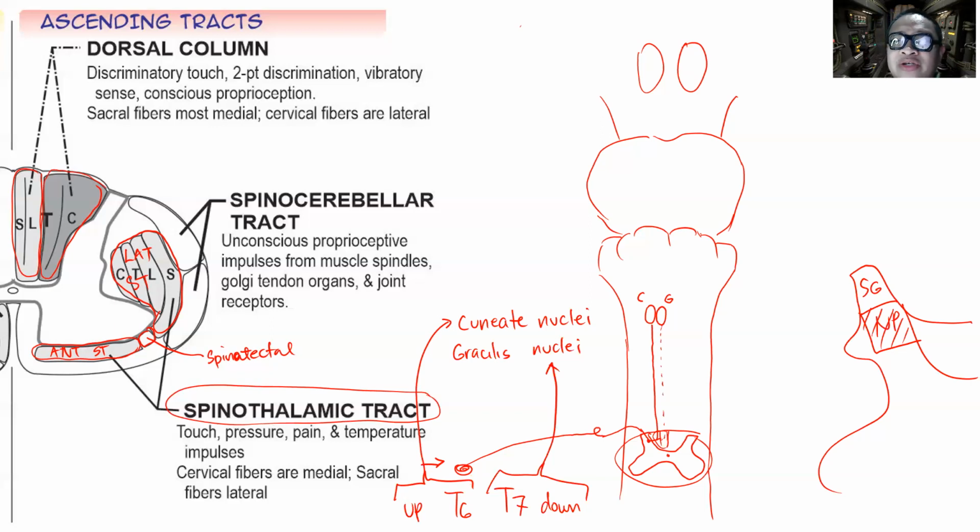If you're talking about your xiphoid area, that's T6, still cuneate. Your umbilicus, that's T10, already goes to your gracile nuclei. Anal and perianal sensations, that's S3, S4, S5, gracile nuclei. So basically, T6 up, all the fine sensations and conscious proprioception go to cuneate. T7 down goes to gracile.